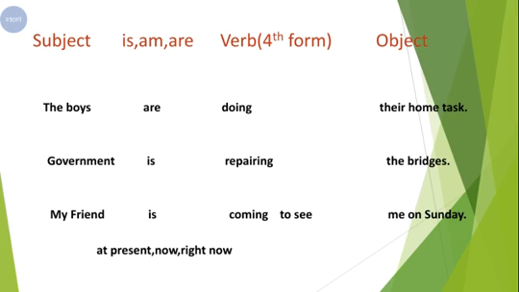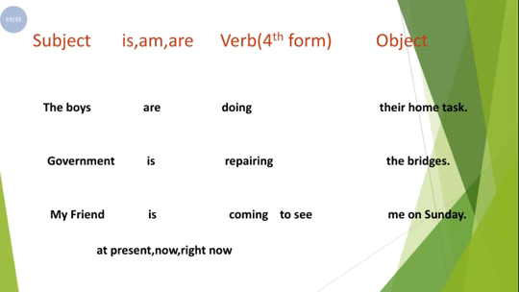The boys are doing their home task. So to make present continuous tense, first you will write the subject, the boys, this is your subject. Because your subject is in the plural, that's why you will use are, this is your helping verb. After the helping verb you are supposed to use fourth form of the verb, doing is your fourth form, and at the end you will write the object, their home task.